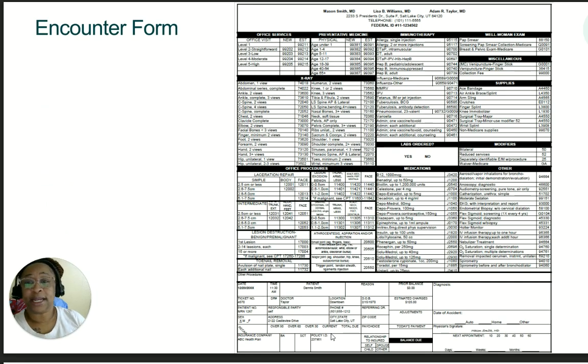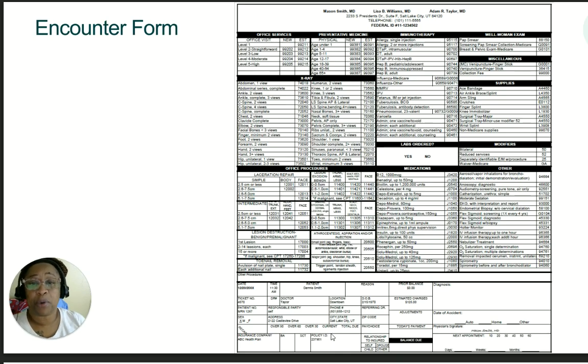Encounter forms. These are also called super bills. Sometimes you will come across these in certain offices in reference to how the actual visit went, marking the level of the office services, if it was preventative care, if it was a well woman exam, supplies were supplied to the patient, x-rays, office procedures, medications, and other things.